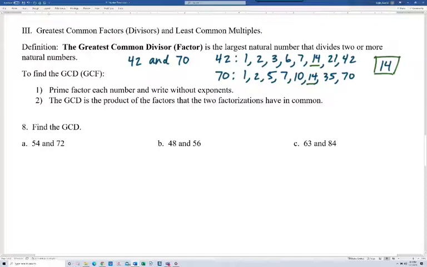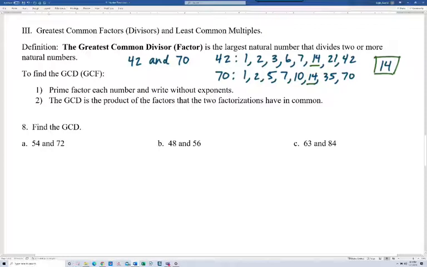So if you know your divisors well and the numbers aren't too big, this works pretty well. And this is how most people find a greatest common factor. But as the numbers get bigger, this can be more difficult. And so I'm going to show you how you can use the prime factorization of two numbers to help you find the GCD or GCF.